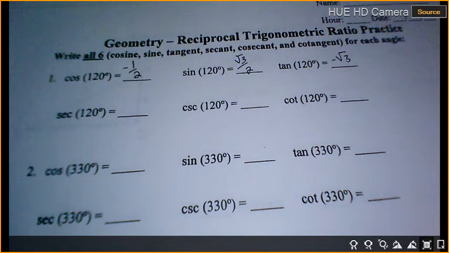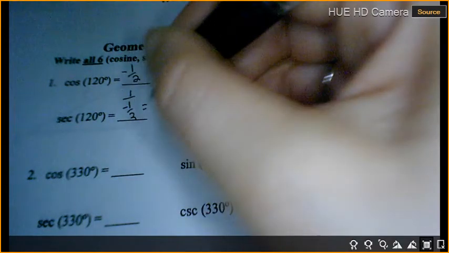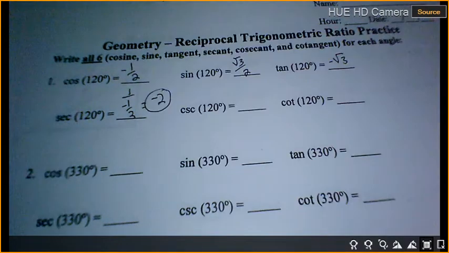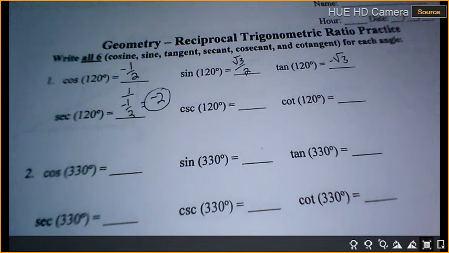Now we're going to do the harder ones. We're going to do the secant. Now secant is 1/x, so it would be 1 over -1/2, which gives us -2. We're going to do the cosecant.